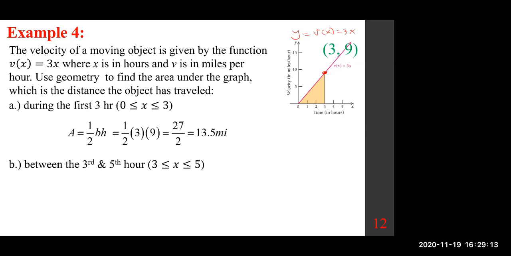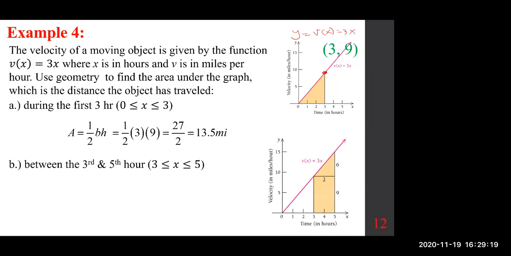Now between the 3rd and the 5th, let's do the drawing between 3 and 5, and here's how it looks like. How do you calculate that area? You have 2 choices. You can just calculate the area of a trapezoid. I hope you see the trapezoid.